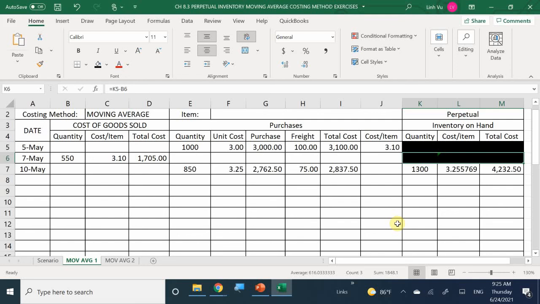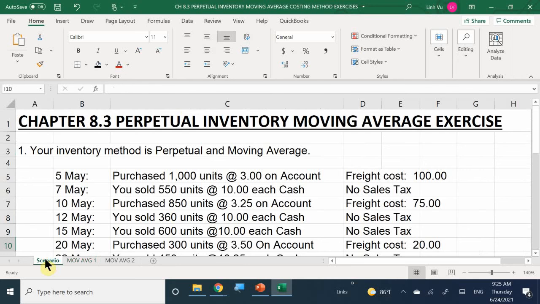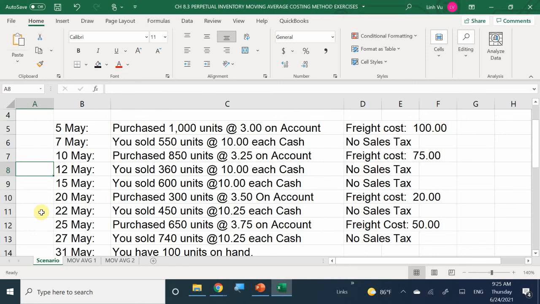All right. So here now I have a new total quantity of 1,300 goods available to sell at a total cost of $4,232.50, which makes my new average cost $3.255769. Right? Everyone good with me so far? Yes. Okay. So now let's see what happened next. What happened on May 12th?